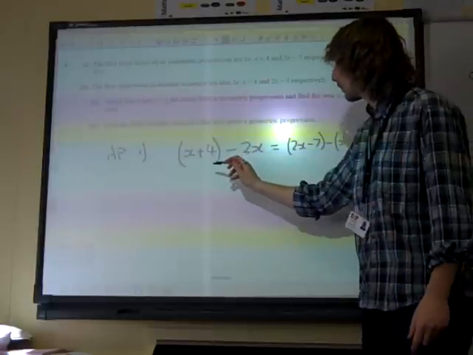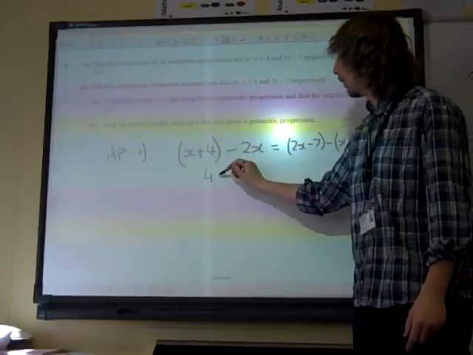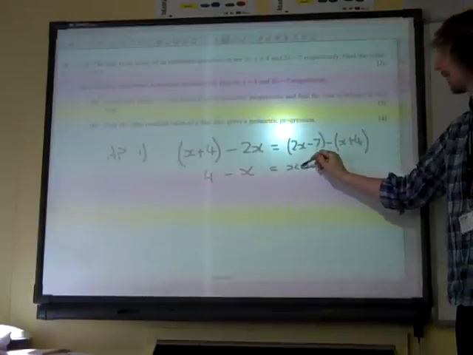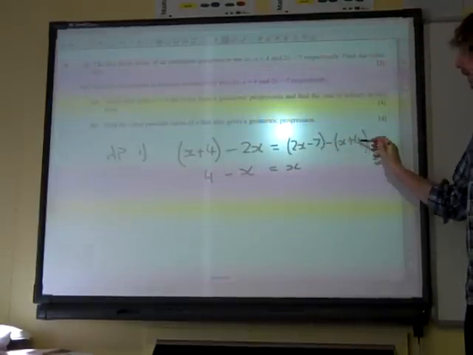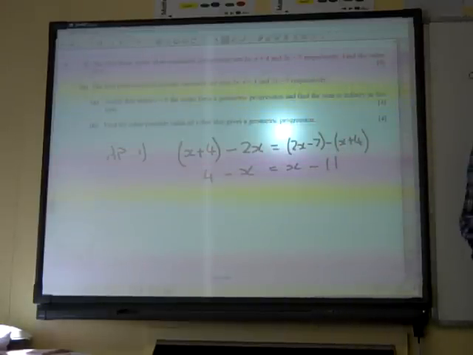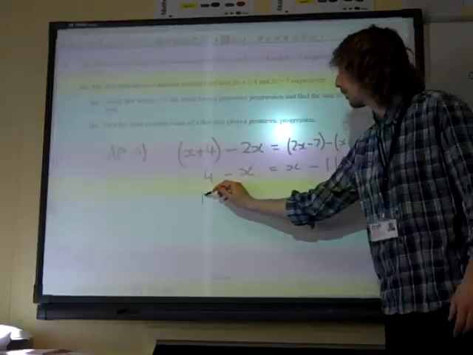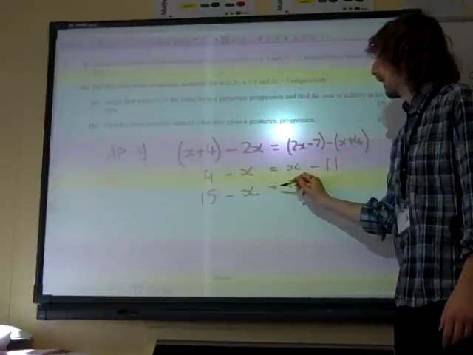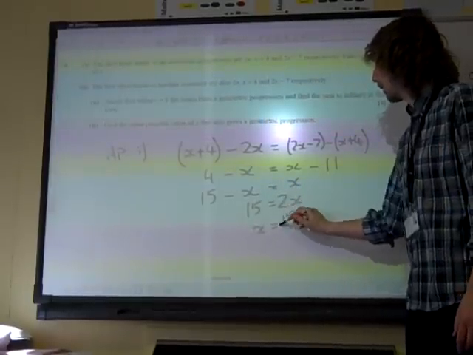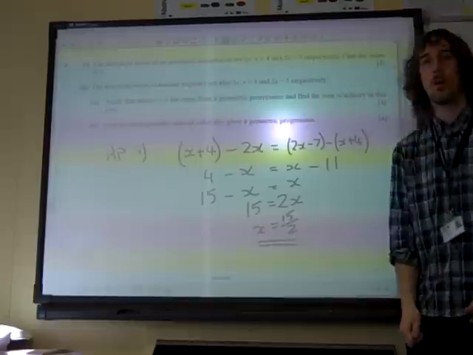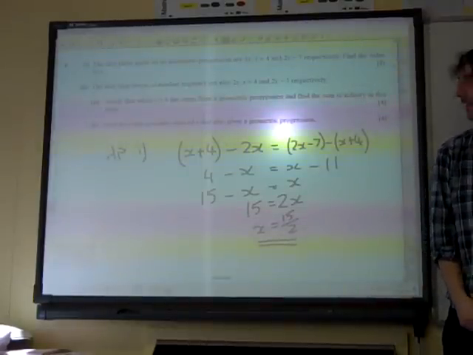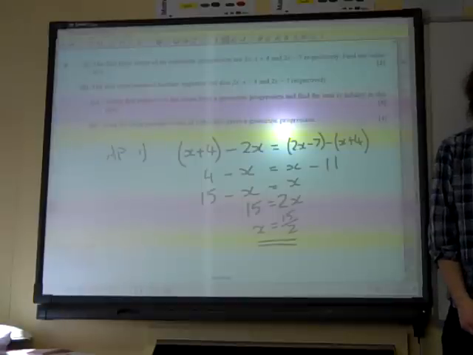What have we got? X, take away the 2x, so we've got 4 minus x there. We've got 2x, take away x there, so we've got an x there as well. And minus 7 minus another 4, so take away 11. If we rearrange this, add the 11 to both sides, add the x to both sides, so x is 15 over 2, or 7.5. And we get that from that. And now, when you see that there, it is so simple, isn't it?